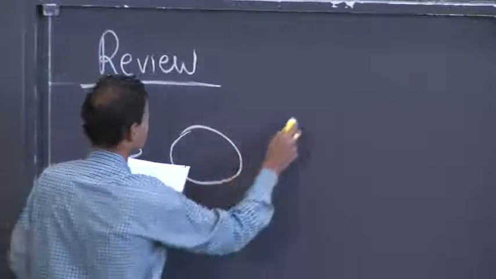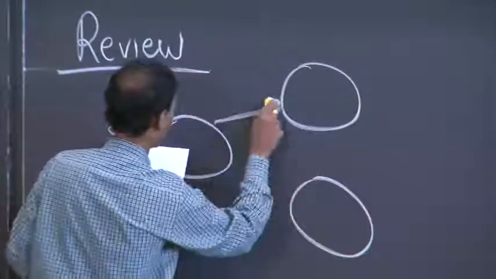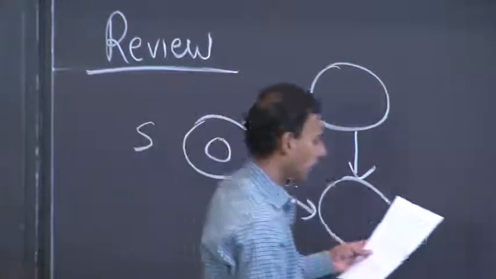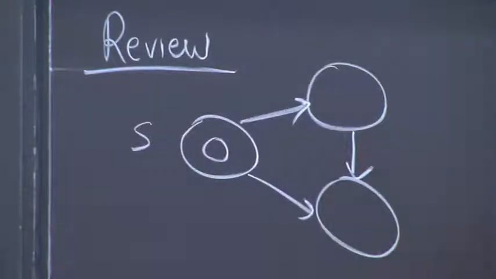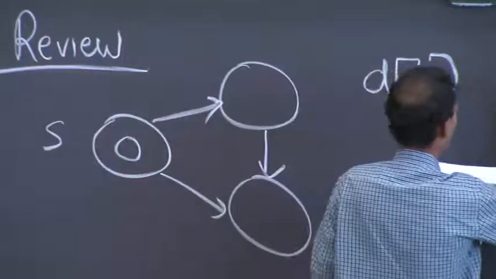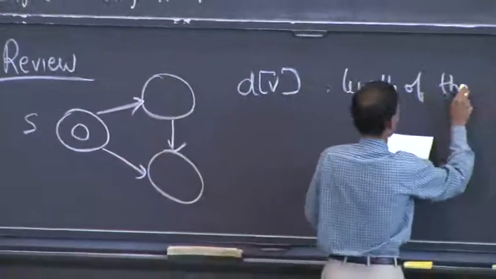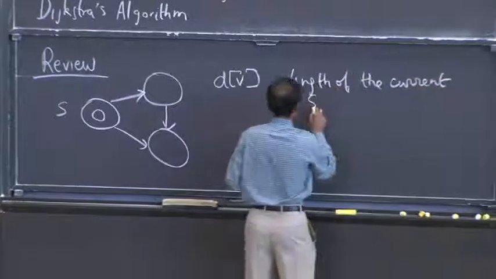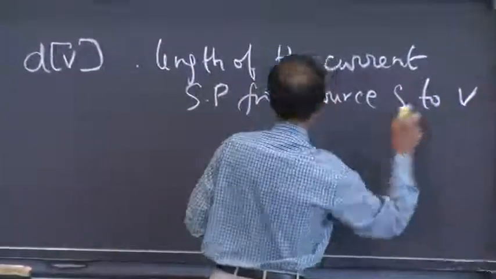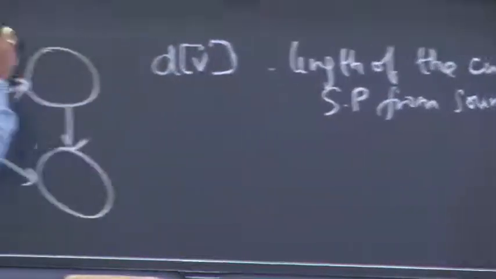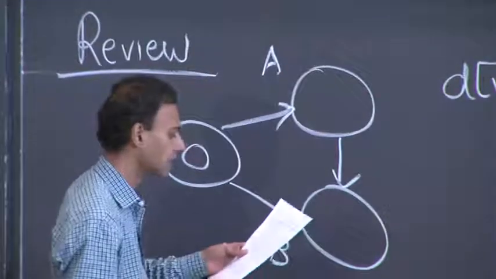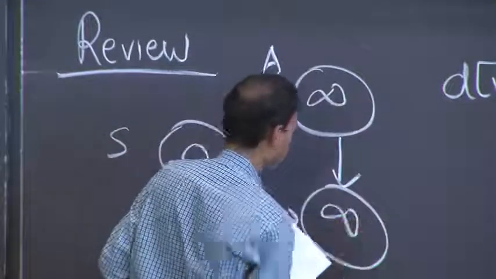Here's a trivial example of a graph that we want to compute shortest paths on. The numbers that are inside these vertices are our priority values. So we think of d of v as the length of the current shortest path from the source S to v. Given the source S, the length to the source is 0, so d of S is 0. It starts at 0 and ends at 0. And the other ones are initialized to infinity.